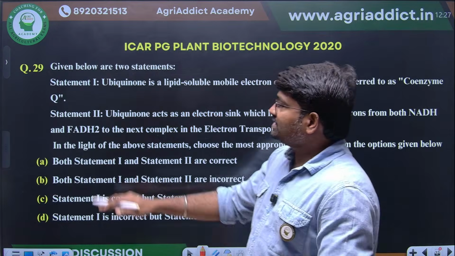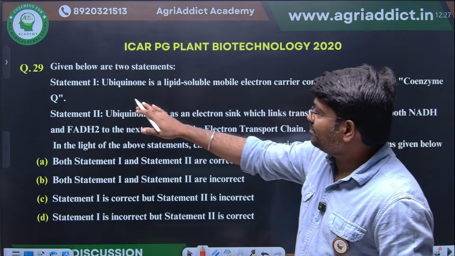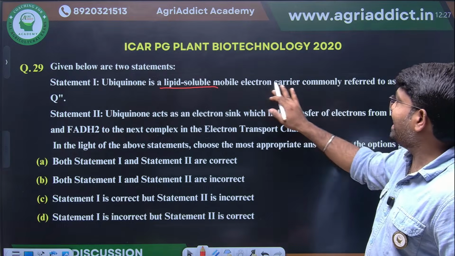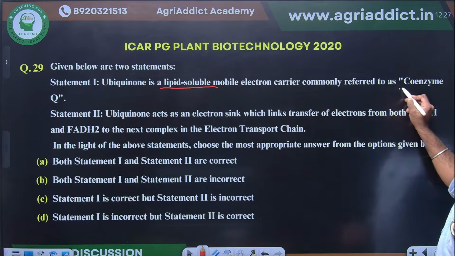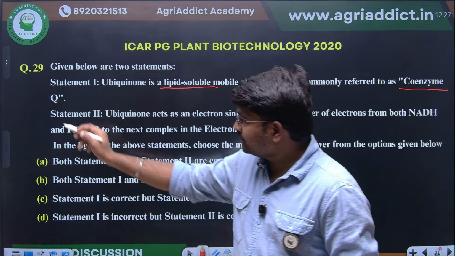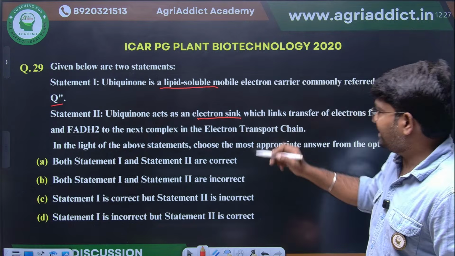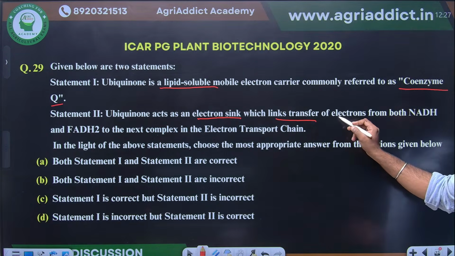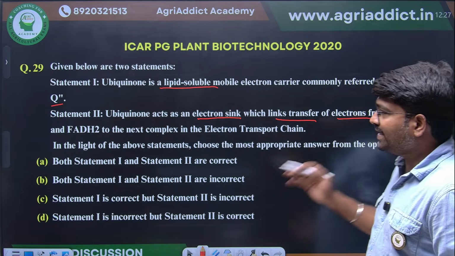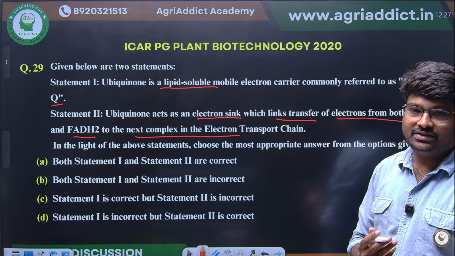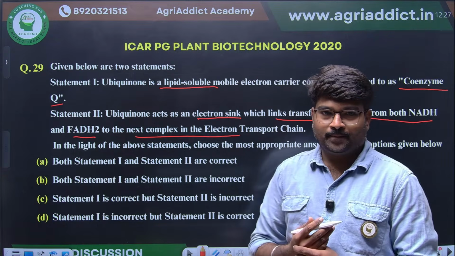Another important question from the electron transport chain. Statement 1: Ubiquinone is a lipid soluble mobile electron carrier commonly referred to as coenzyme Q. Second, ubiquinone acts as an electron sink which transfers electrons from both NADH and FADH to the next complex in the electron transport chain. What will be the answer?